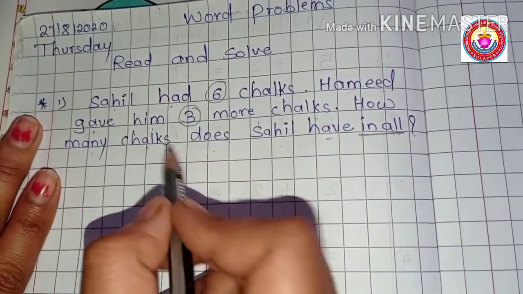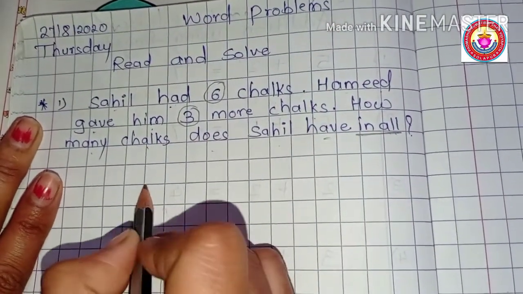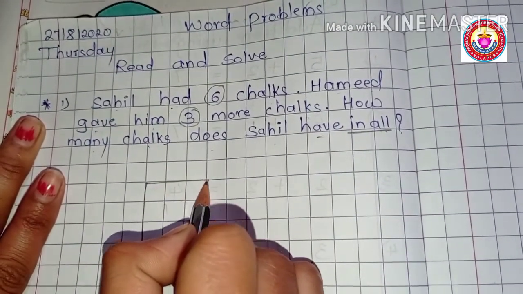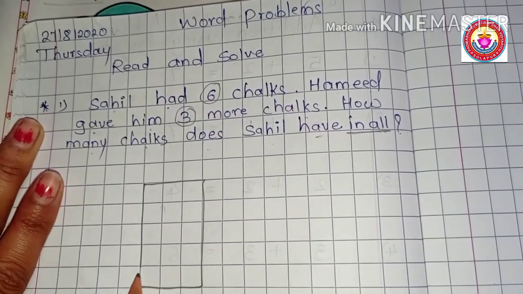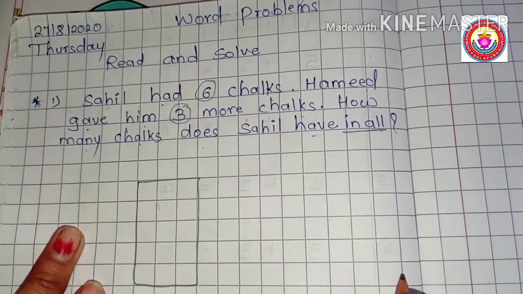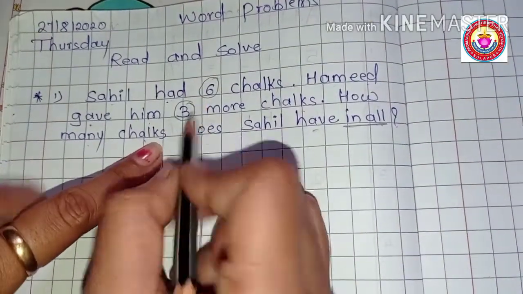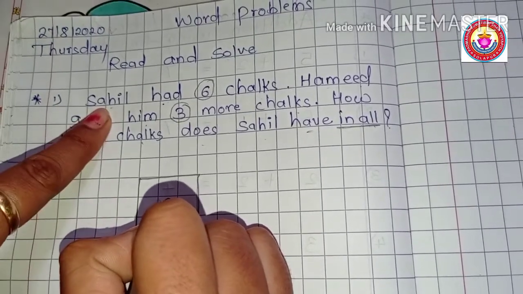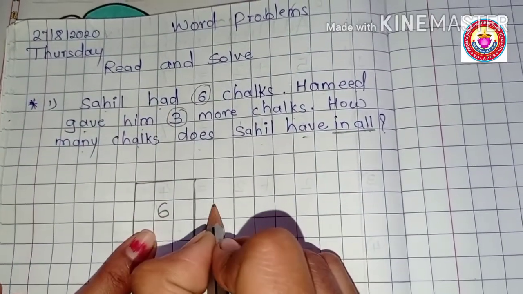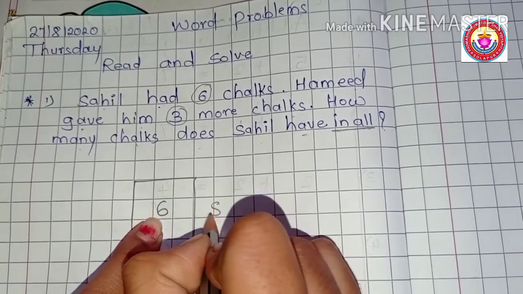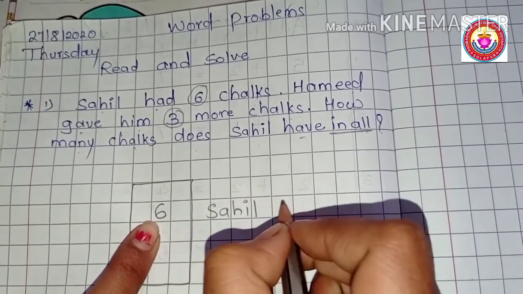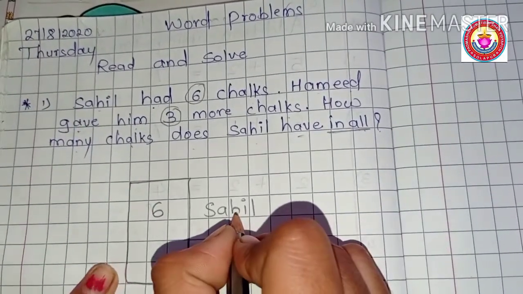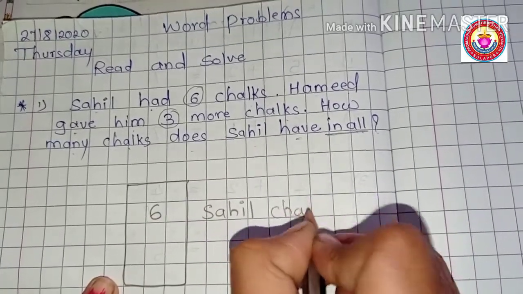So for solving this sum you have to draw a table, okay, or a box like this. So in the box we will write those numbers 6 and 3. Sahil had 6 chalks. The 6 chalks Sahil had. Okay. How many chalks Sahil had? 6.